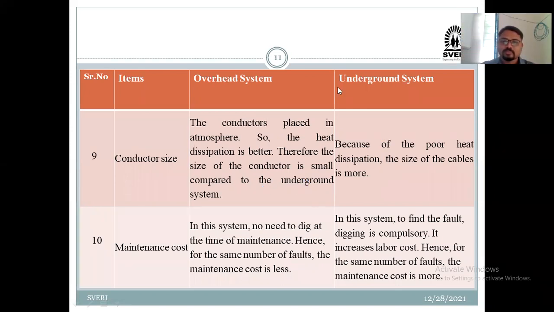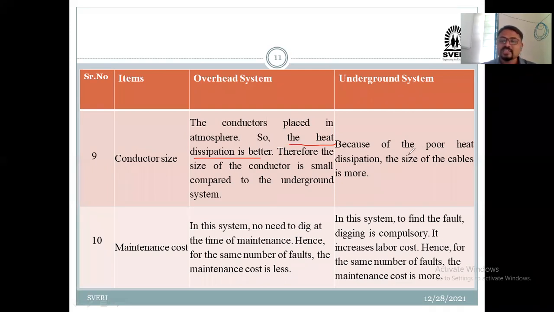But whatever size of conductor is required for the underground system is more. Because of what? See, they have given one important point here: heat dissipation. Okay, if you consider the overhead system, whatever heat is generated exits into the atmosphere. But as far as the underground system is concerned, whatever heat is there will not dissipate to the atmosphere that easily.